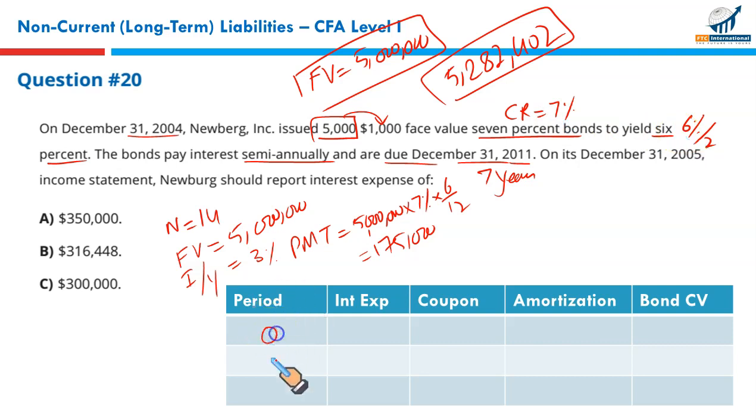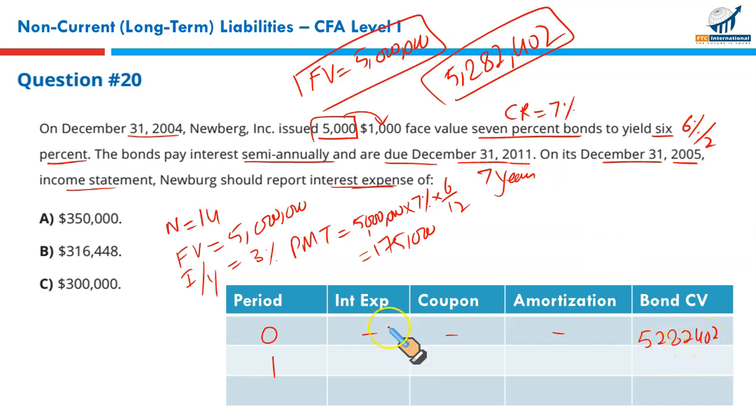This is period 0. Right now the bond value in the books is 5282402. When the first period of 6 months is over, period 1, what exactly do we need? We need to find out the interest expense for the period. On its December 31st, 2005 income statement, the interest expense is to be calculated. Now, remember, this is the original present value of the bond that we have calculated, 5282402.